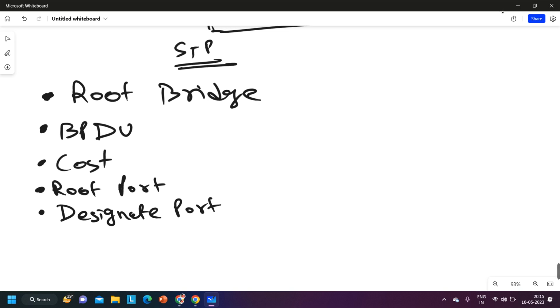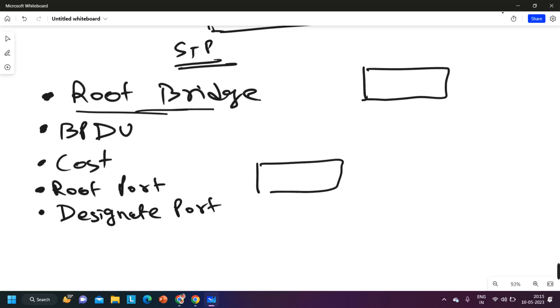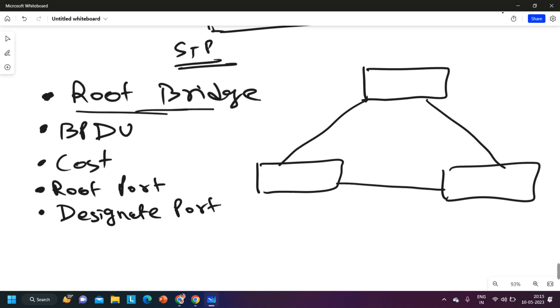Now question is, what is root bridge? A switch which has the best bridge ID, that switch will become root bridge. Suppose I have one topology over here, switch 1, switch 2, and switch 3. Guys, in this topology, tell me, can a loop form or not? Yes, sir. Loop is formed.